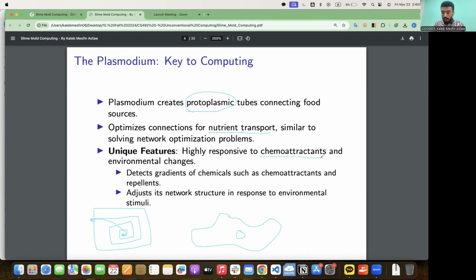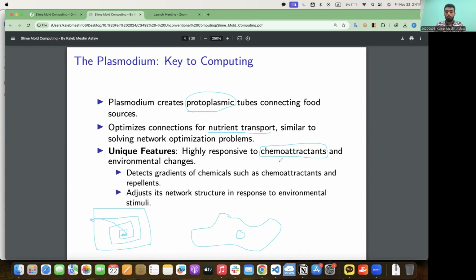So I saw from so many references that there are two kinds of nutrients for slime mold. One group of nutrients are called chemoattractants. As the name indicates, they just attract the slime mold, and then there are repellents. So they're basically gradients or changes of that environment that cause the slime mold to either move towards that particular environmental change or away from that environmental change.